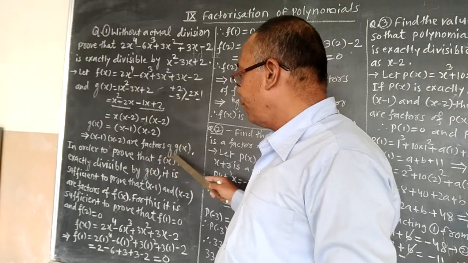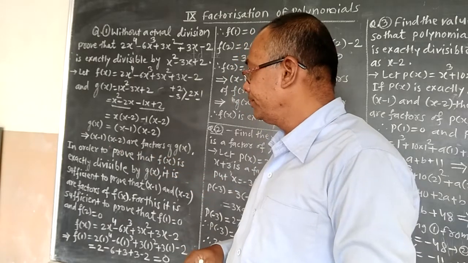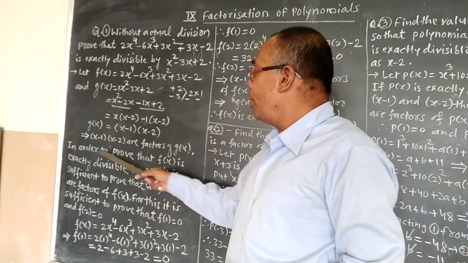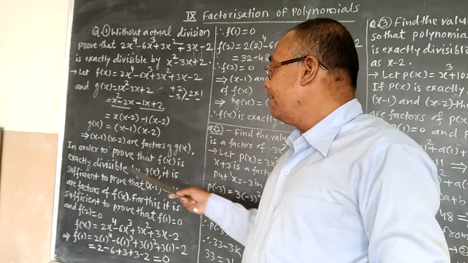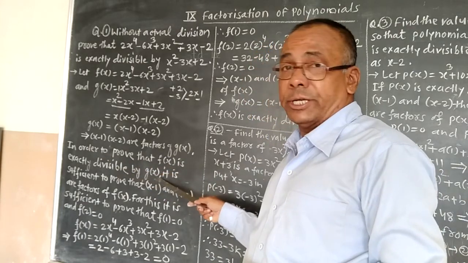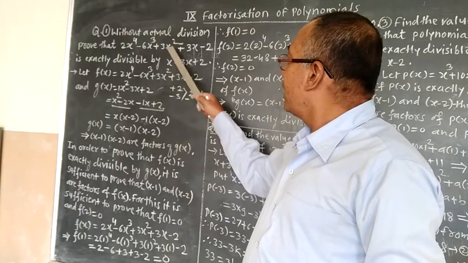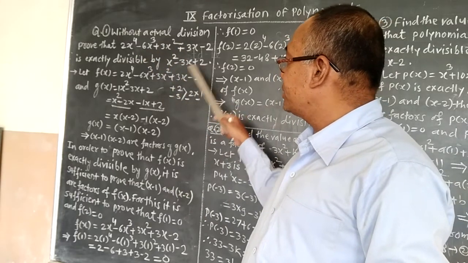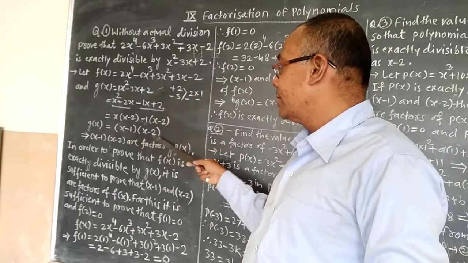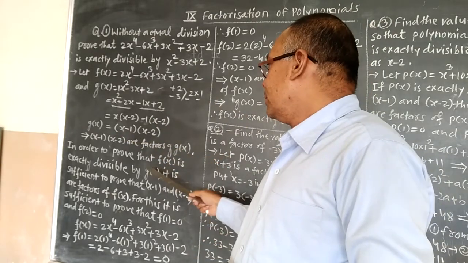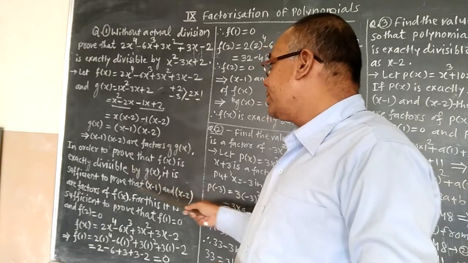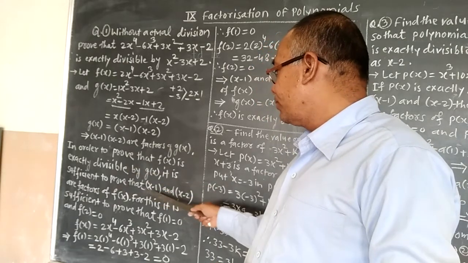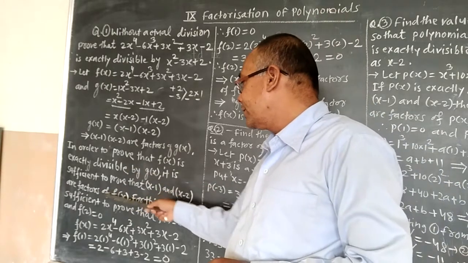That implies x - 1 and x - 2 are factors of g(x). Now, in order to prove that f(x) is exactly divisible by g(x), that is by x - 1 and x - 2, it is sufficient to prove that x - 1 and x - 2 are factors of f(x).